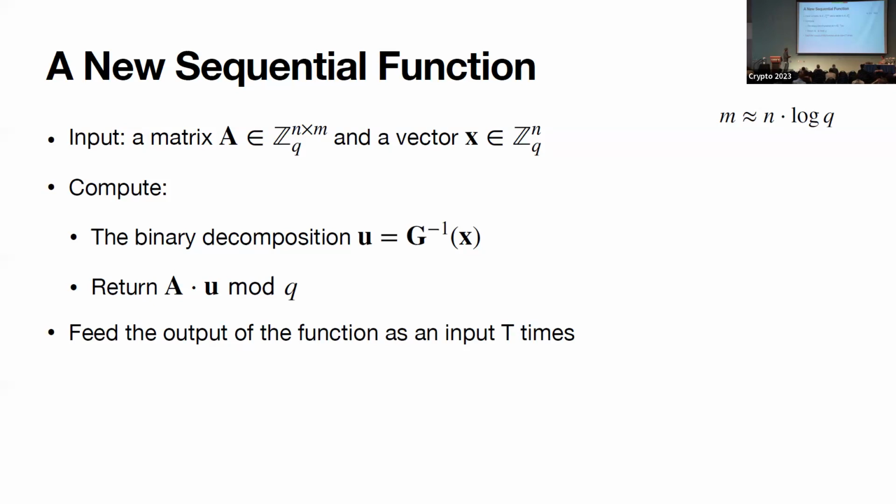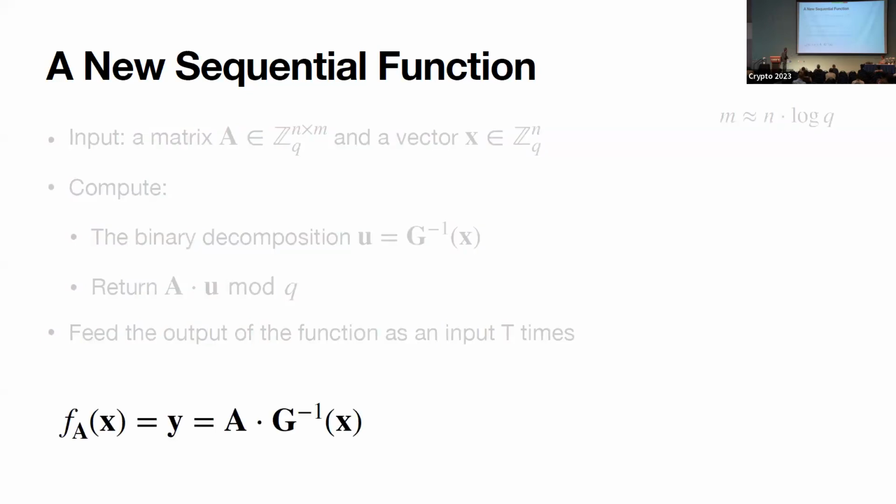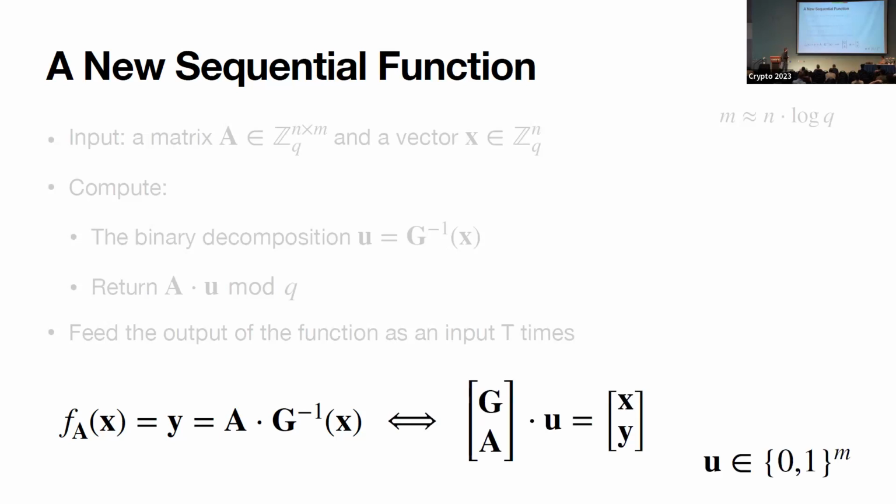Another way to rewrite the function is to do this, but this is literally what I said before. An equivalent way to check this relation is to find the binary U that is a pre-image of these x and y, which are the input and the output of the function, with respect to this matrix. And now the point, of course, is that U is binary, but in particular is short. And this already bears a lot of similarities with the SIS problem, and that's where the connection with lattices comes.